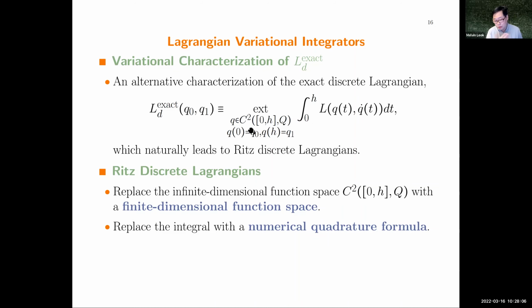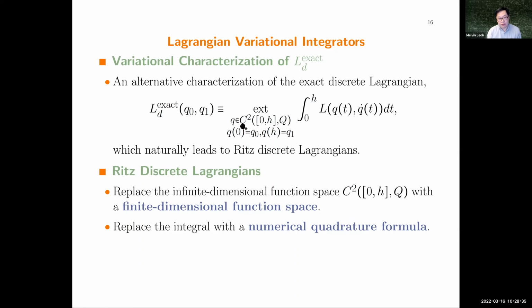So this turns out to be equivalent to our previous description because the stationary conditions for this extremization problem is just the Euler-Lagrange equations. So this is equivalent to saying that I have to evaluate the action integral on some curve which satisfies the Euler-Lagrange equations and the boundary conditions, which is how I characterized this exact discrete Lagrangian earlier. But thinking of this exact discrete Lagrangian in this sort of variational way allows me to do the following thing.